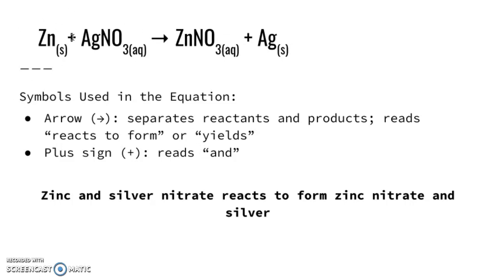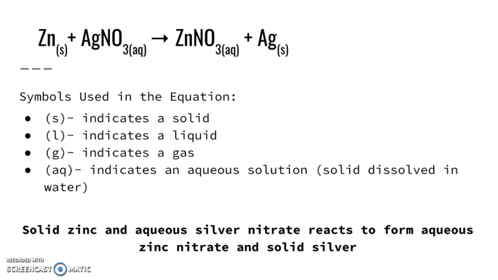A plus sign is pretty much like "and" because you're adding them together. So this equation, just with the arrow and the pluses, is zinc and silver nitrate react to form zinc nitrate and silver. Another thing that chemical reactions use are symbols that indicate the state of matter. We have solid, liquid, and gas, so S, L, G. And then we also have a state of matter called aqueous, or AQ, and that just means it's dissolved in water.